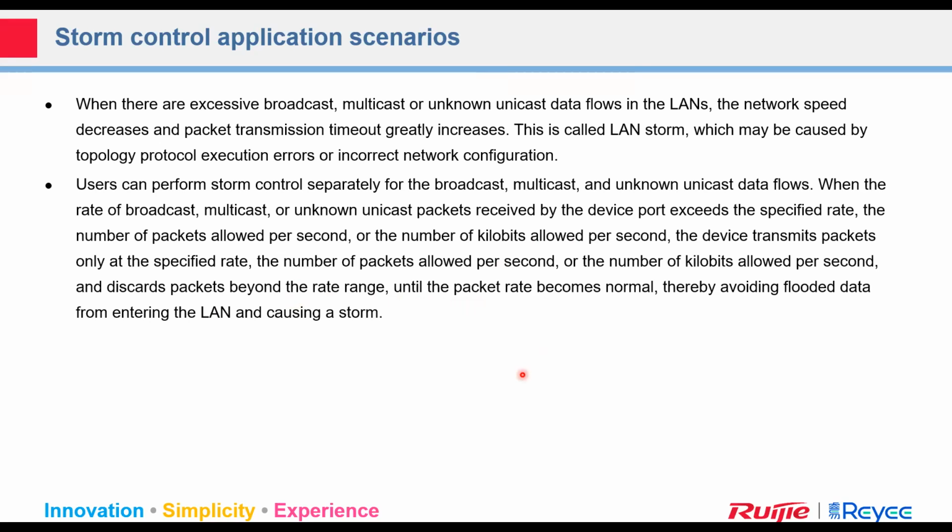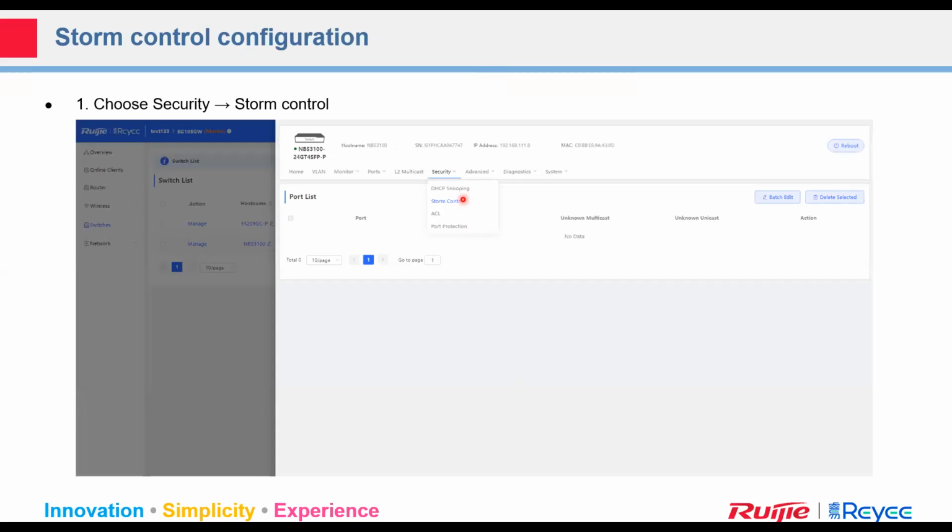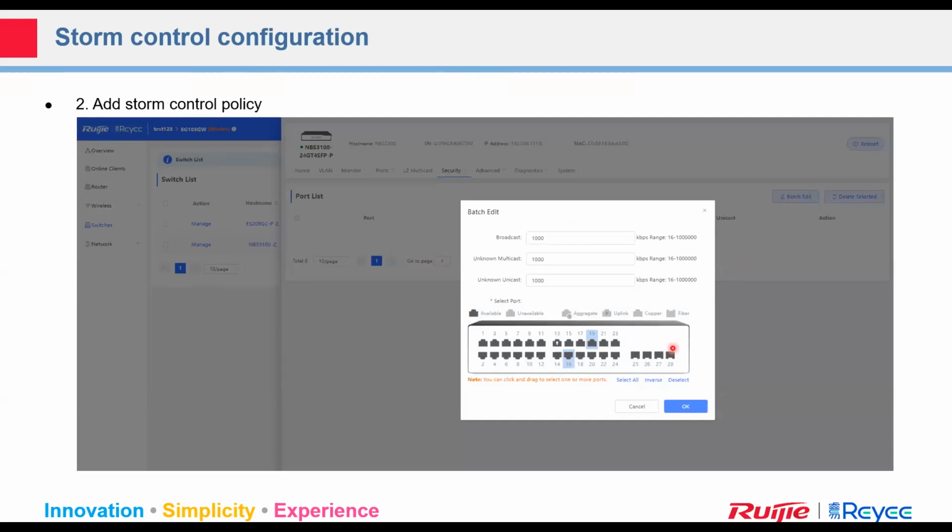So how to configure this is you choose security, storm control, and then batch edit. Then you can choose the broadcast bandwidth that you want to allow. Here it is set to 1000 kbps for broadcast, unknown multicast, and unknown unicast.